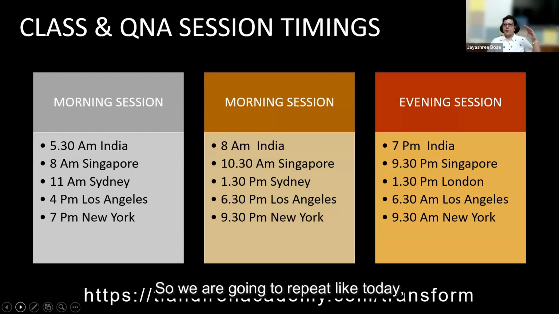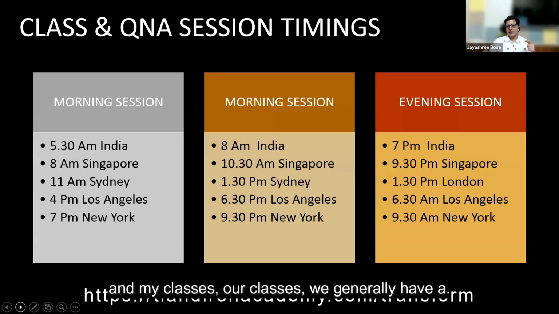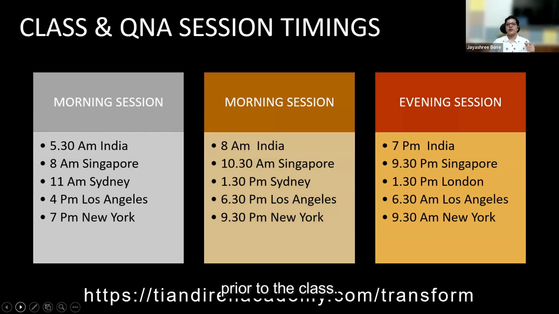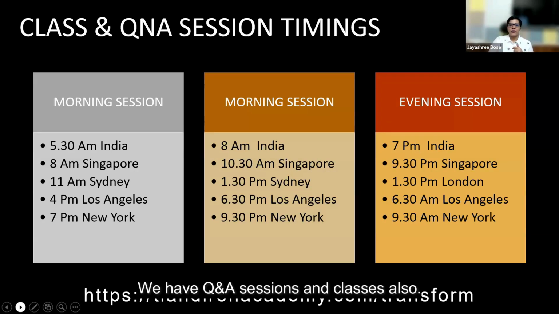So we are going to repeat like today, supposing we have a class in the morning, then after 2 or 3 days, there'll be a class in the evening. Our classes generally have a timetable ready. It's not that we announce 2 days prior to the class. We give you a timetable for at least a month or 2 months so that you know when your sessions are and which one you would like to attend. We have Q&A sessions and classes also.